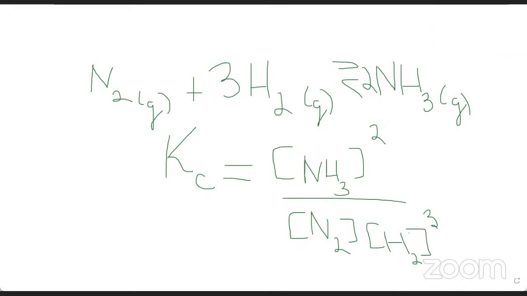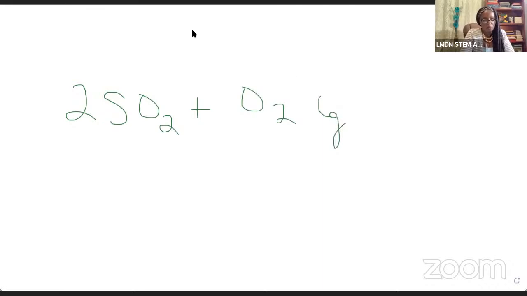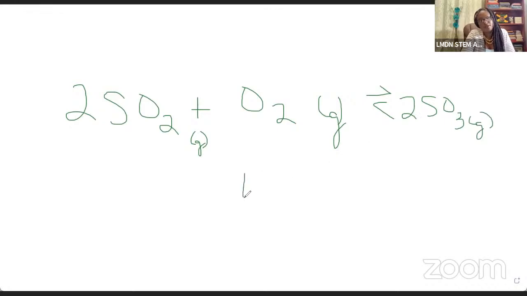Here's another one. Okay, everybody said I'm okay with that. So here's another one real quick, and then we move on. So another one would be 2SO2 plus O2 gas, and so Kc in this case would be, go ahead and tell me what Kc would be here.